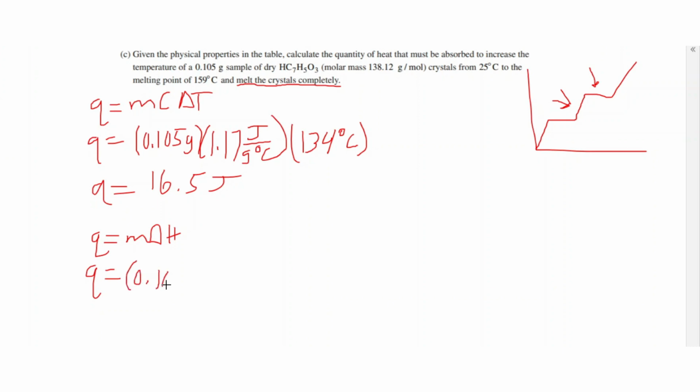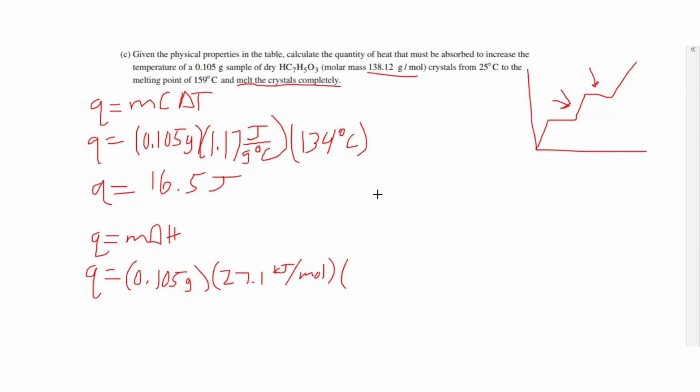0.105 grams times our heat of fusion, which is the delta H we're going to be using. That is 27.1 kilojoules per mole. And here's one thing you're going to notice. Wait a second. Our denominator has moles, but we have grams here, meaning that our grams and our moles are not going to cancel out. So we're going to convert this 0.105 grams to moles.